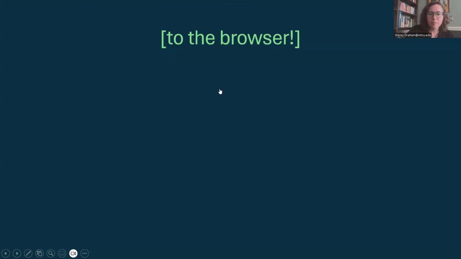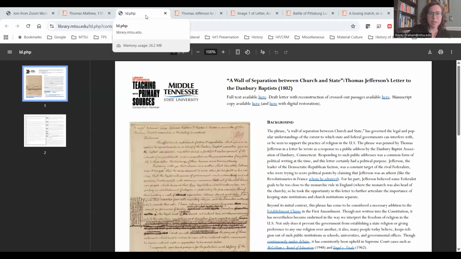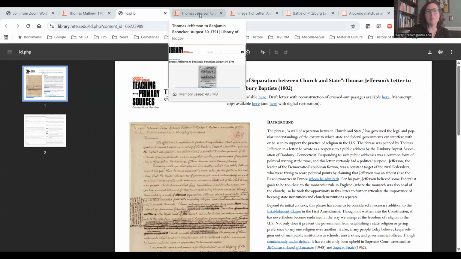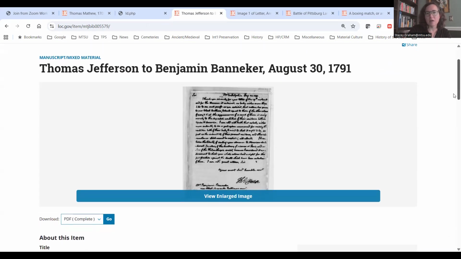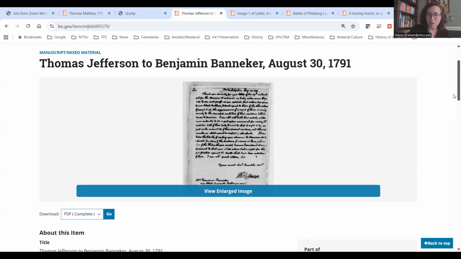All right, well, let's go to the browser now. I'm going to stop sharing my PowerPoint and share my browser screen so that we can look at some examples. Now, I am going to put a link to the close reading exercise for the wall of separation letter in the description box below if you want to take a look at it. But I do want to show you another example from Thomas Jefferson before we move on to show you what the Library of Congress also has that might make reading these more difficult.